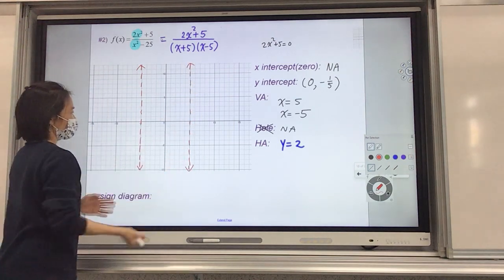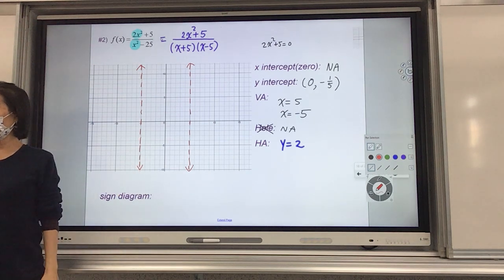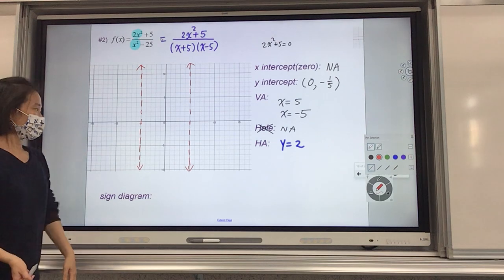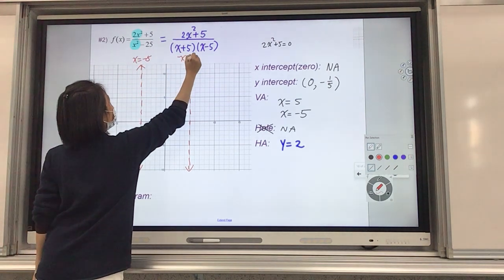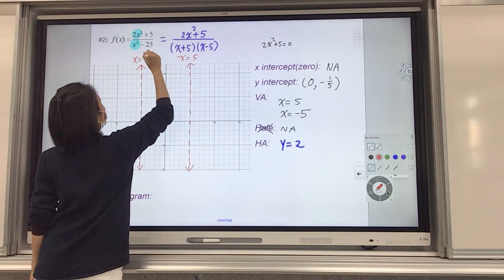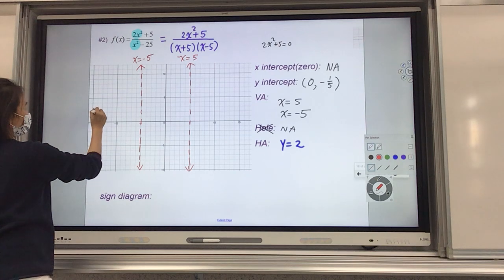So Brian, look, I have 2 vertical asymptotes. How many pieces of curve do you think I will have? 3. One here, one here, and one here. Okay? Horizontal asymptote y equals 2.